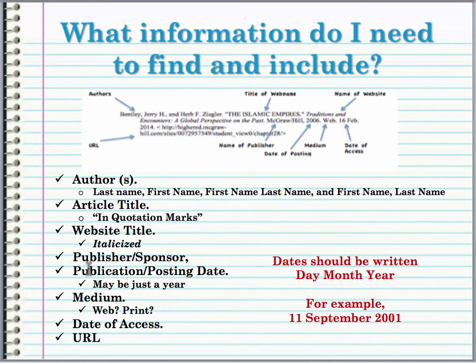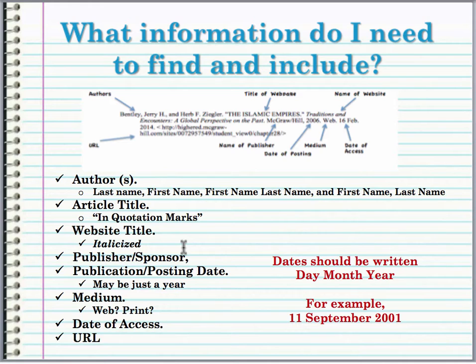That goes next. The publisher and sponsor. This typically is found near the bottom of the page and something you should have looked for in your sources already while doing the evaluating sources rubric. The publisher and sponsor is who is sponsoring the web page. That information comes next. You'll then do the publication posting date. So when did they actually post this information? If it is included, it will go day, month, year. So for example, 11 of September 2001.